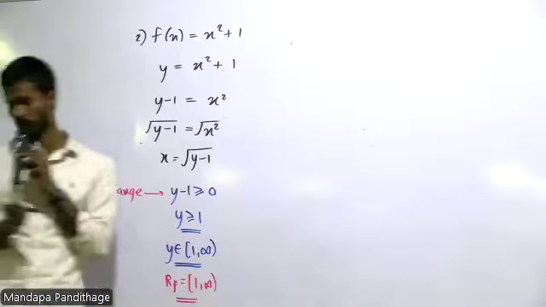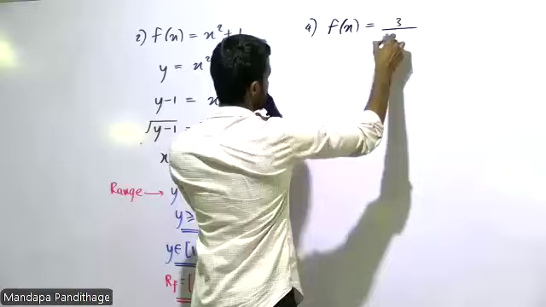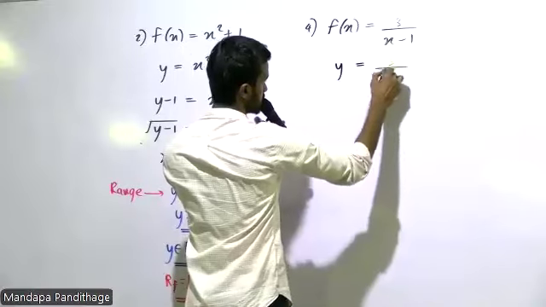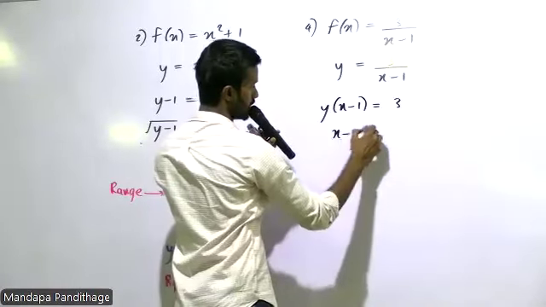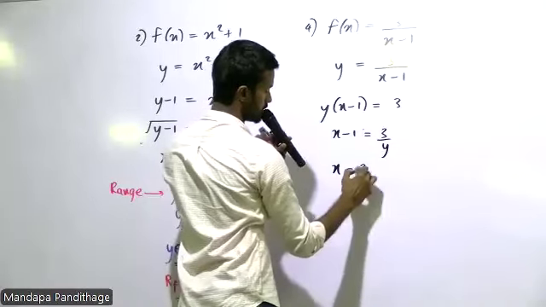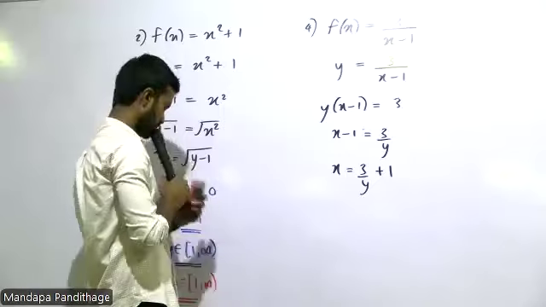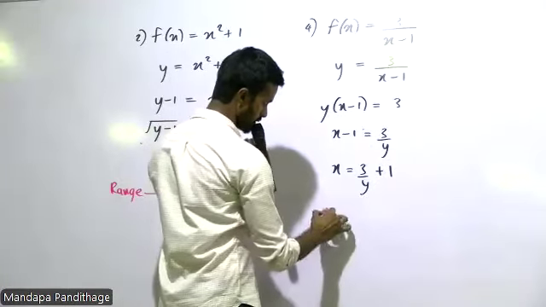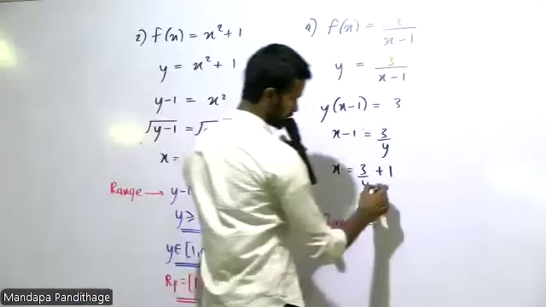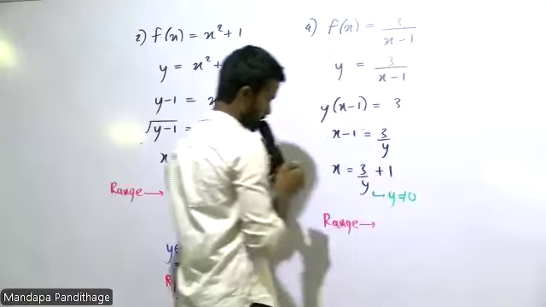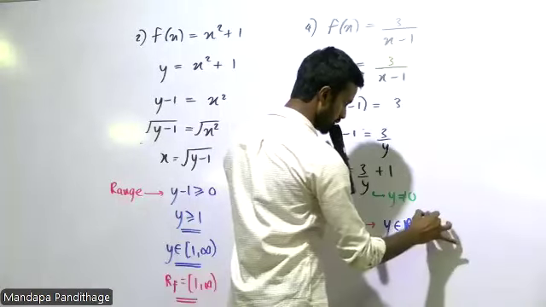Okay, then question number 4. f(x) is equal to 3 over x minus 1. So y is equal to 3 over x minus 1. You subject x: y into x minus 1 is equal to 3. So x minus 1 is equal to 3 over y. x is equal to 3 over y plus 1. So here you can see y is in the denominator. When y is in the denominator, when you're considering the range, you know that the denominator can't be 0. y is not equal to 0. So what is your range? y can be any real number excluding 0.